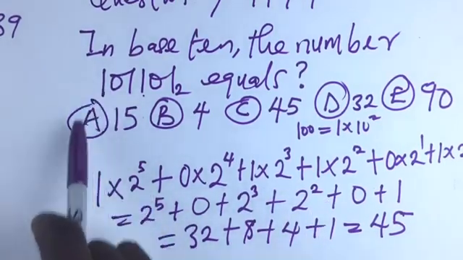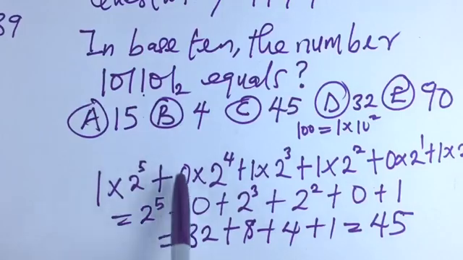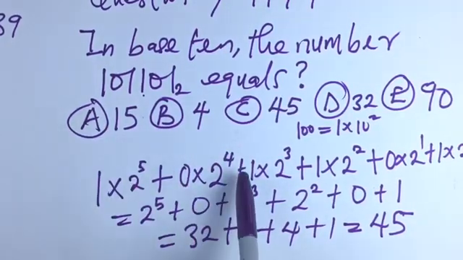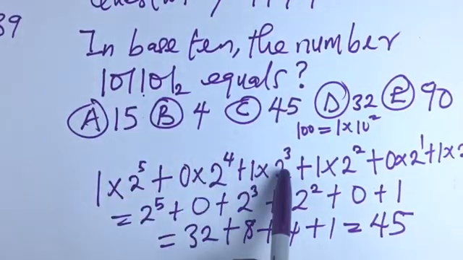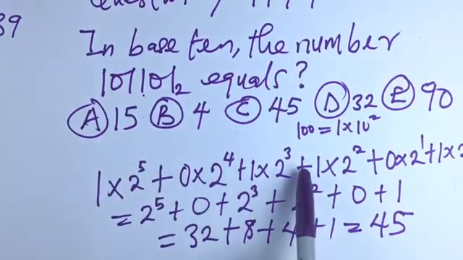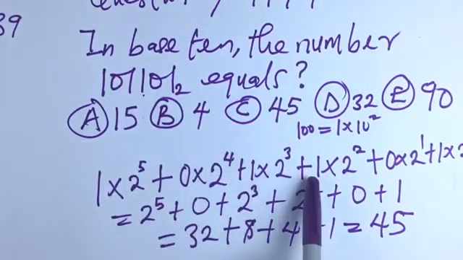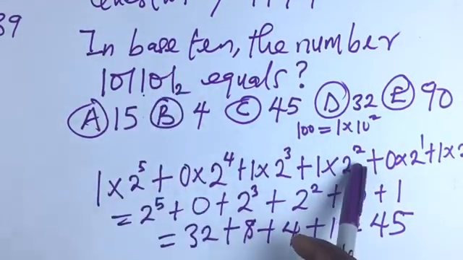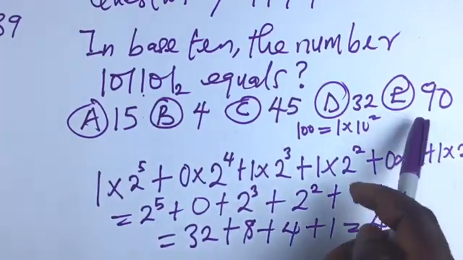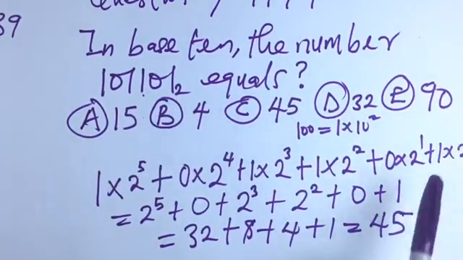So that becomes 1 times 2 raised to the power 5, plus the next number there is 0 times 2 raised to the power 4, plus the next number is 1 times 2 raised to the power 3, plus the next number there is 1 times 2 raised to the power 2, plus 0 times 2 raised to the power 1, plus 1 times 2 raised to the power 0.